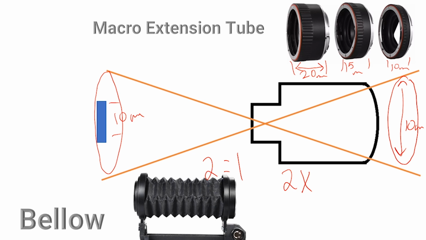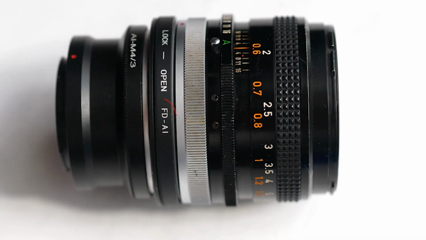So the bellow is also an extension, but it is controlled by a track. You have small gears that make the extension tube longer or shorter. I have my Canon 50mm vintage lens. It is a manual lens. I don't use it much these days, so I decided to convert it into a macro lens. So I bought a converter from FD to AI, meaning from Canon to F-mount Nikon.